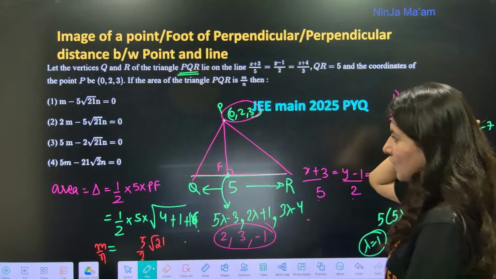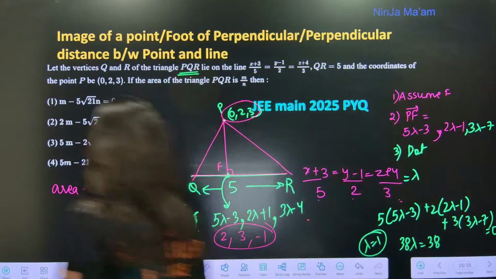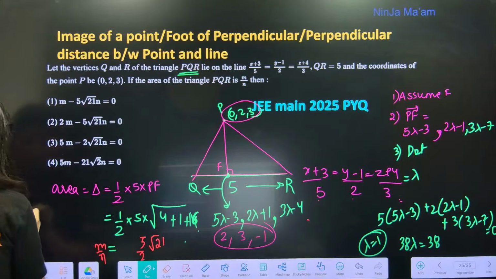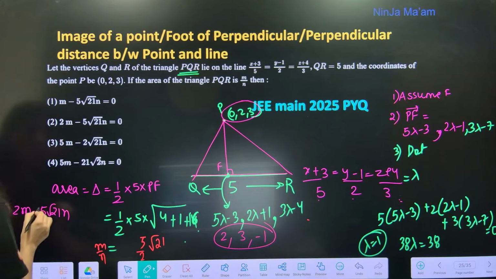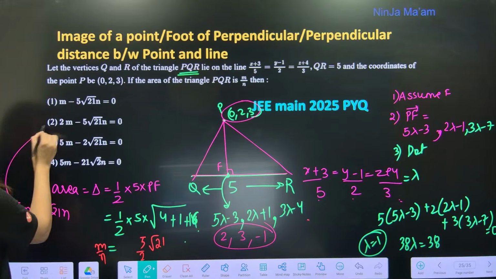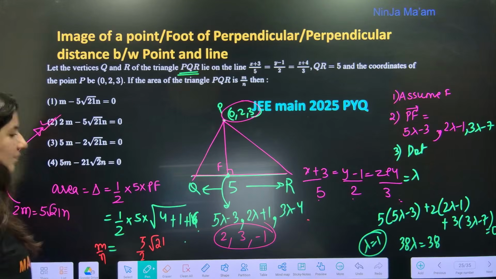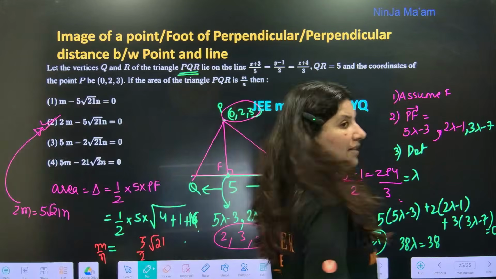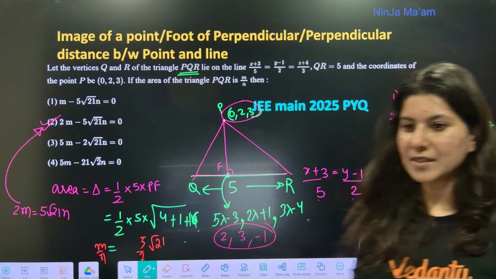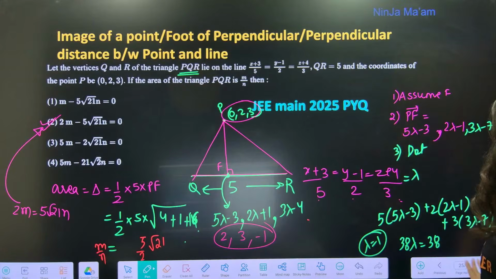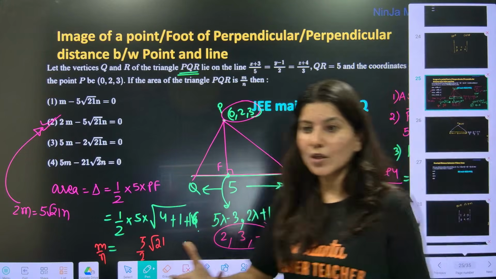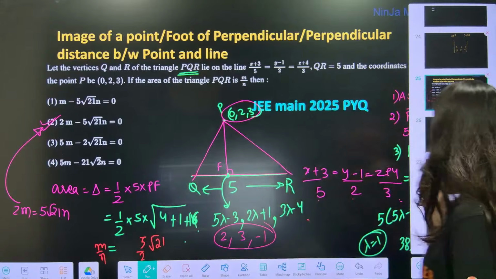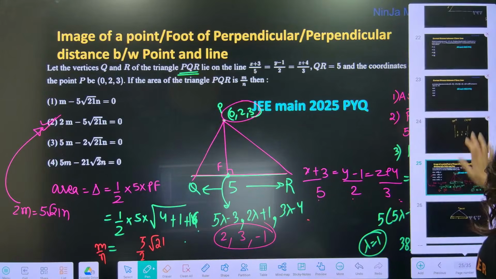Okay, so now if you cross multiply, 2m is equal to 5 root 21 n. So 2m is equal to 5 root 21, option B. Option B is absolutely correct. So this is all about image, this is all about foot of perpendicular, and this is all about perpendicular distance, correct? Okay, getting it?